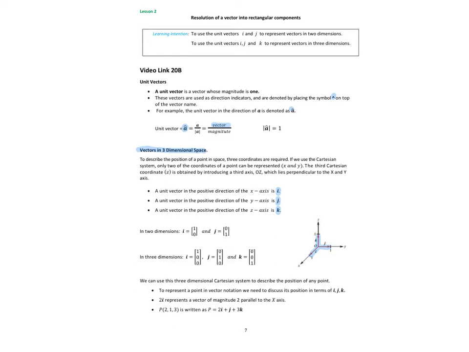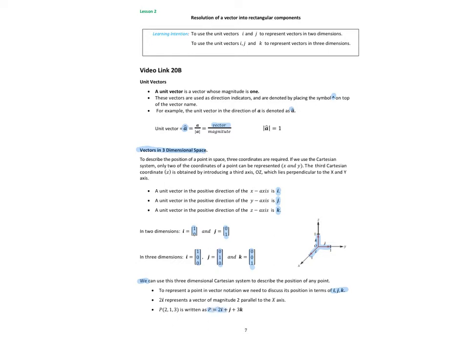So in 2 dimensions, I is equal to (1, 0): 1 in the x, 0 in the y. J is 0 in the x, 1 in the y. And then in a 3-dimensional vector, (1, 0, 0), (0, 1, 0), (0, 0, 1). All right. So we often use these 3 vectors to describe a vector on the Cartesian system. So we use I, J, and K.